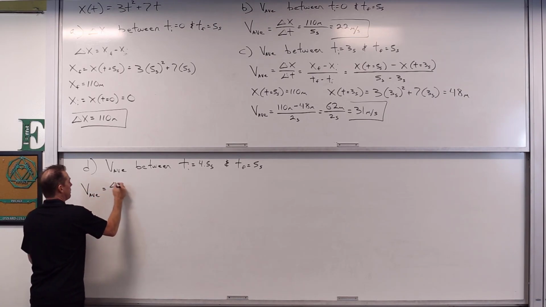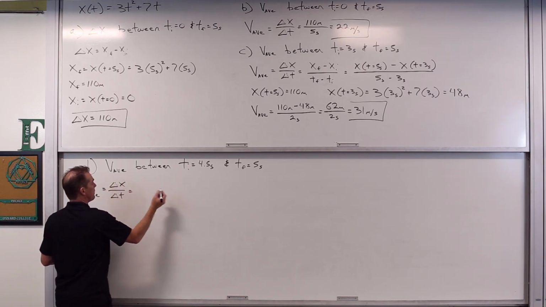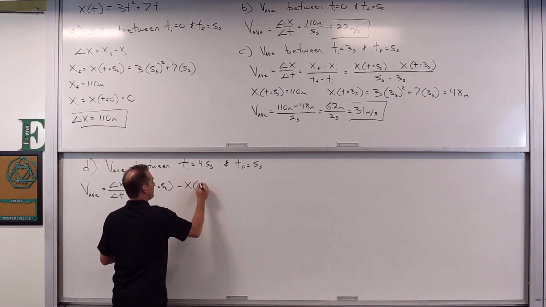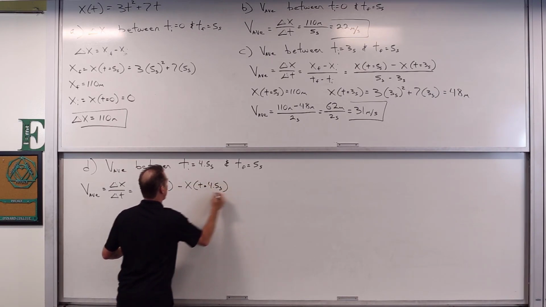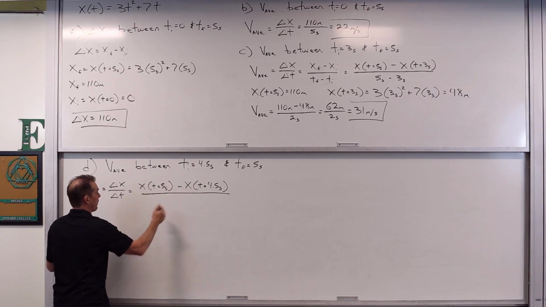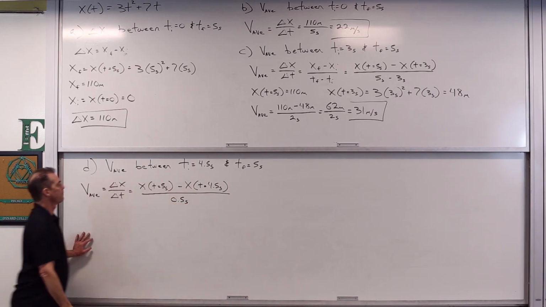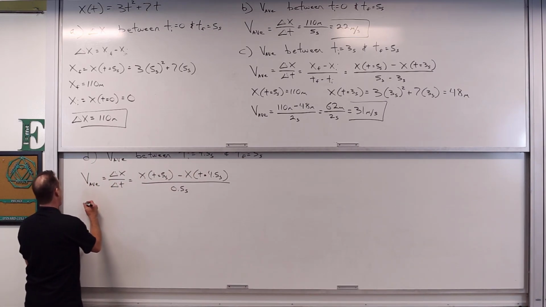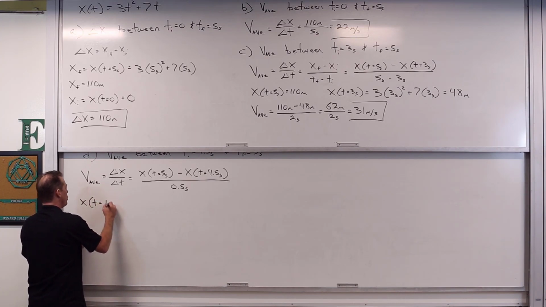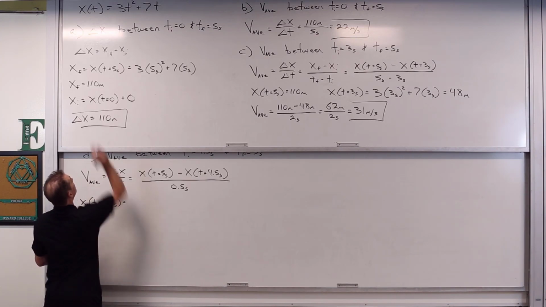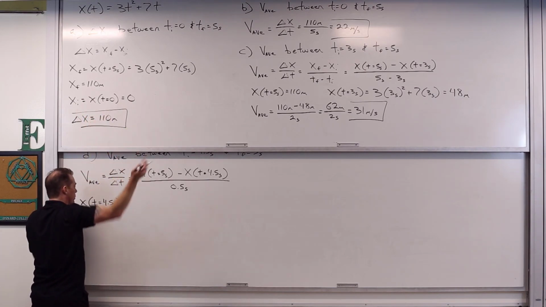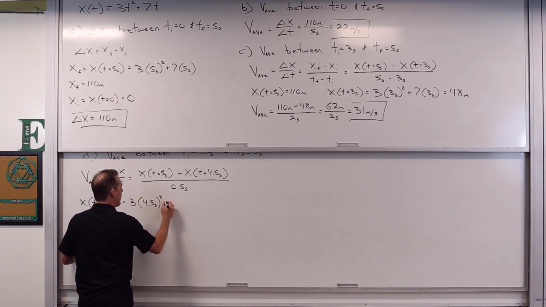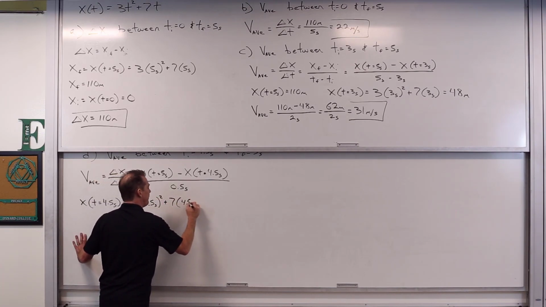The average is delta x over delta t, which is going to be x of t equals 5 seconds minus x of t is equal to 4.5 seconds divided by the time difference, which is 0.5 seconds. So what do we need? We've got the 5 second value that we just got. So we need x of t equals 4.5 seconds. We'll evaluate the x of t at t equals 4.5 seconds. And we've got 3 multiplied by the quantity of 4.5 seconds squared plus 7 times 4.5 seconds.